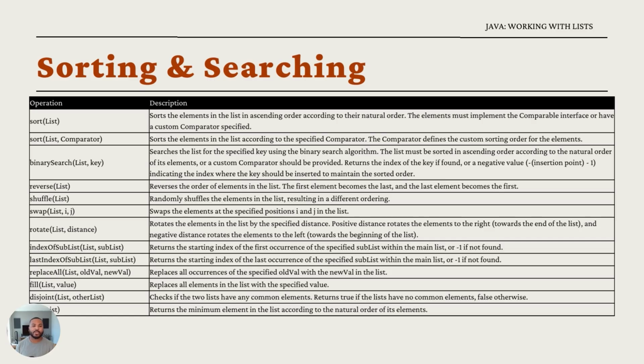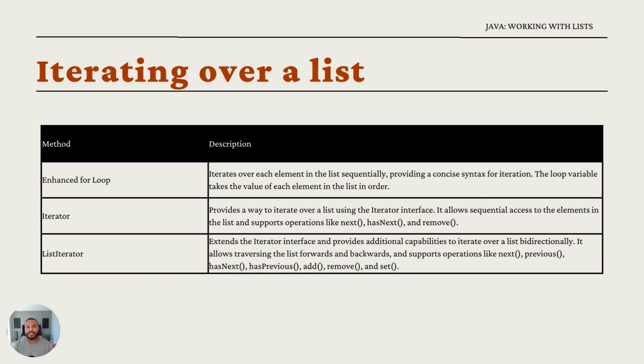All right, so sorting and searching. How do I sort and search through lists? Here are some commonly used operations. Again, I won't go into description. You can pause the video if you would like. So iterating over lists is a common operation in Java programming when we need to access and process each element in the list. So in this slide, we'll explore three methods for iterating over lists: the enhanced for loop, the iterator, and the list iterator. Each method offers unique advantages and use cases, making them valuable tools for list traversal and manipulation.